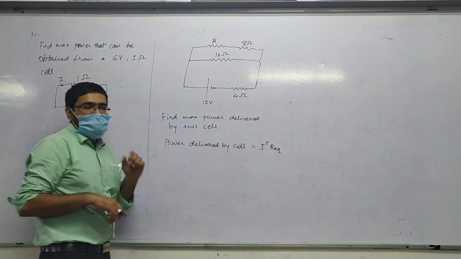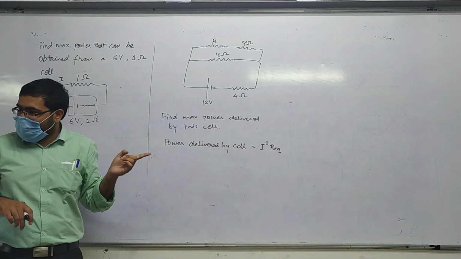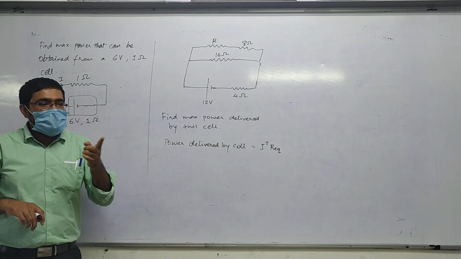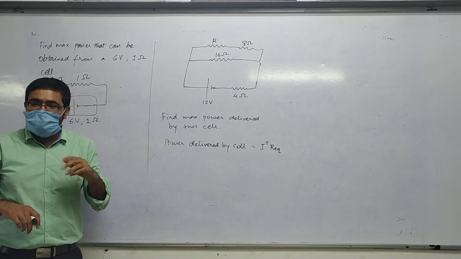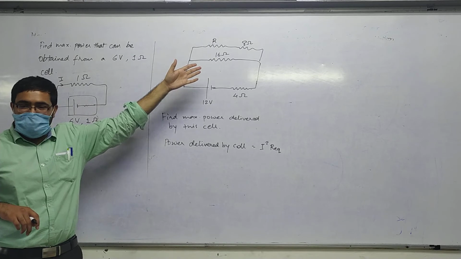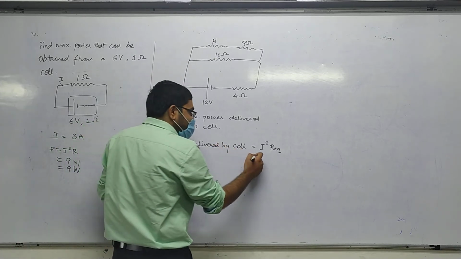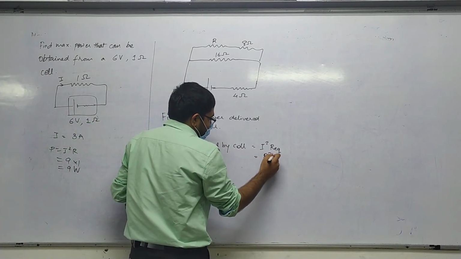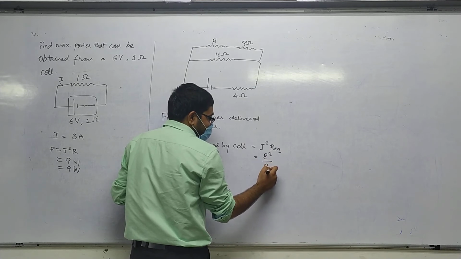Yes or no? Is this clear or not clear? I square into R equivalent. What is R equivalent? The resistance of all that is connected. But then because there is no internal resistance, do you realize that I can also write it like this?